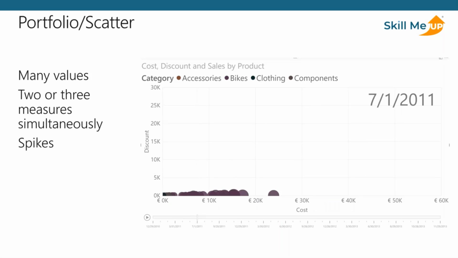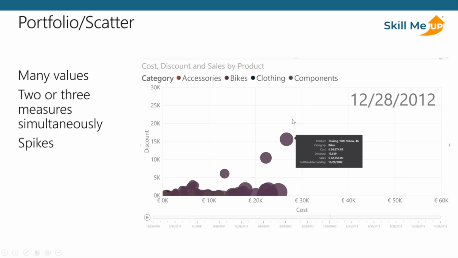And that's what I told you about the time axis. So now we are starting on the 1st of July in 2011. Everything is flat, so we don't have any discounts. We have different costs, of course, of our products. And with 2012, we see there's a spike here. So this is the spike in the discount. It's not for the whole time, but we have spikes at some points in time. That's what we can find out with this play axis.